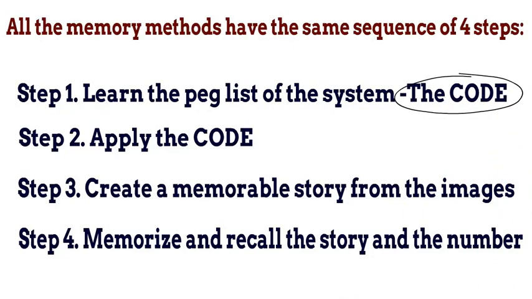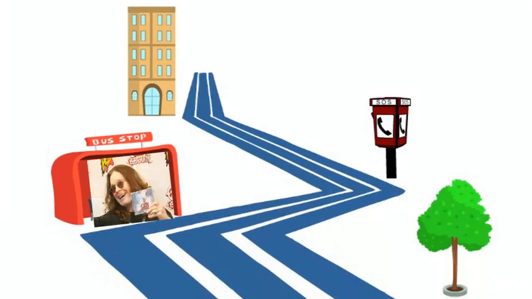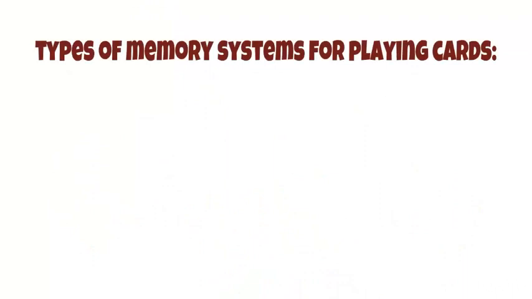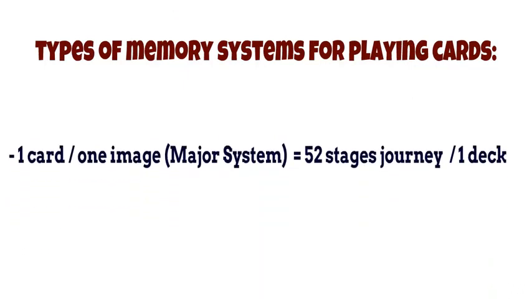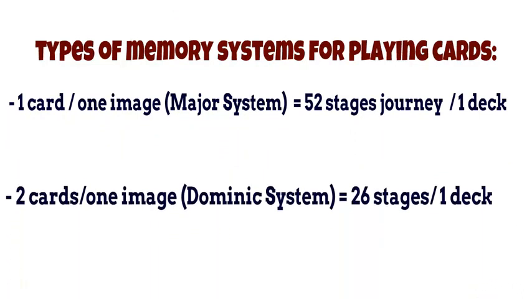After coding the numbers or playing cards in images, you must place them along a mental journey by applying the Loci method, which I presented in the first course of this series. Here is a classification of the techniques used to memorize playing cards, so you better understand the differences between these systems. 1 card, 1 image, major system. You need 52 distinct points on your journey to memorize the whole deck.